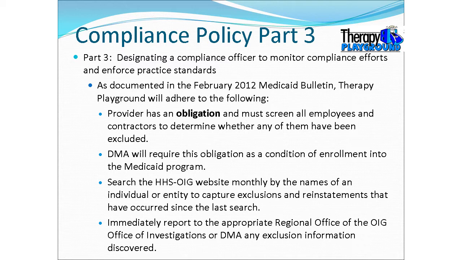Immediately report to the appropriate regional office of the OIG, Office of Investigators, or DMA, any exclusion information discovered. So let's say the fraud officer finds someone on the list and it's within the last month. We have to refund all the money and we have to call the OIG because that person would need to be prosecuted for even billing Medicaid, TRICARE.